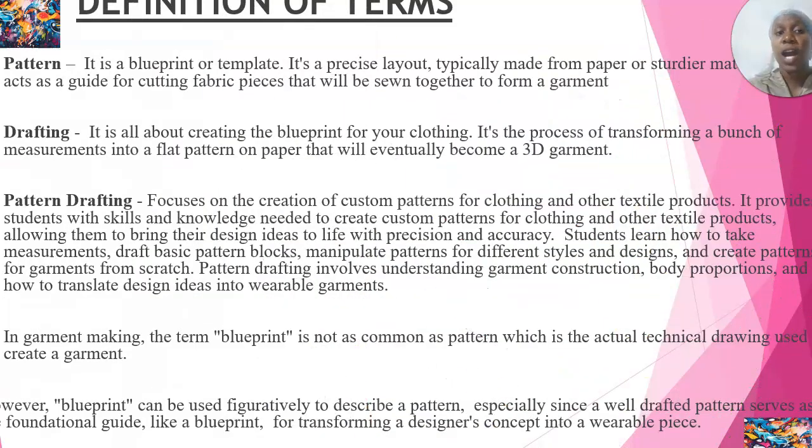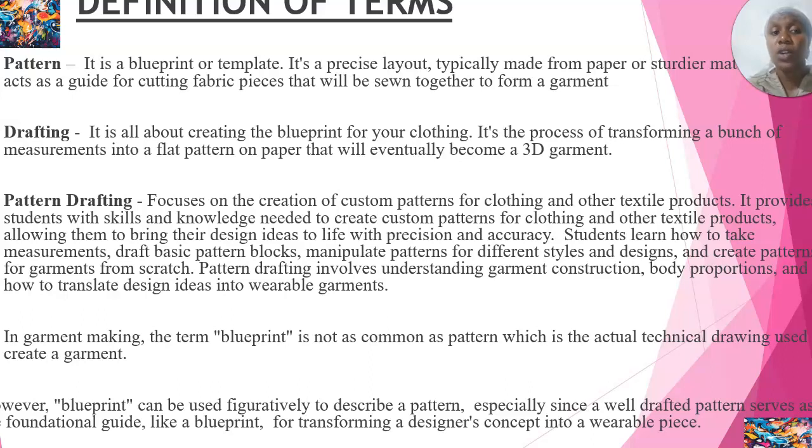Okay, we are going to have definitions of terms, the terms that you're going to hear me talk about. The first one is pattern. A pattern is either a blueprint or a template that is made from paper or similar material that acts as a guide for cutting fabric pieces that will be sewn together to form a garment.